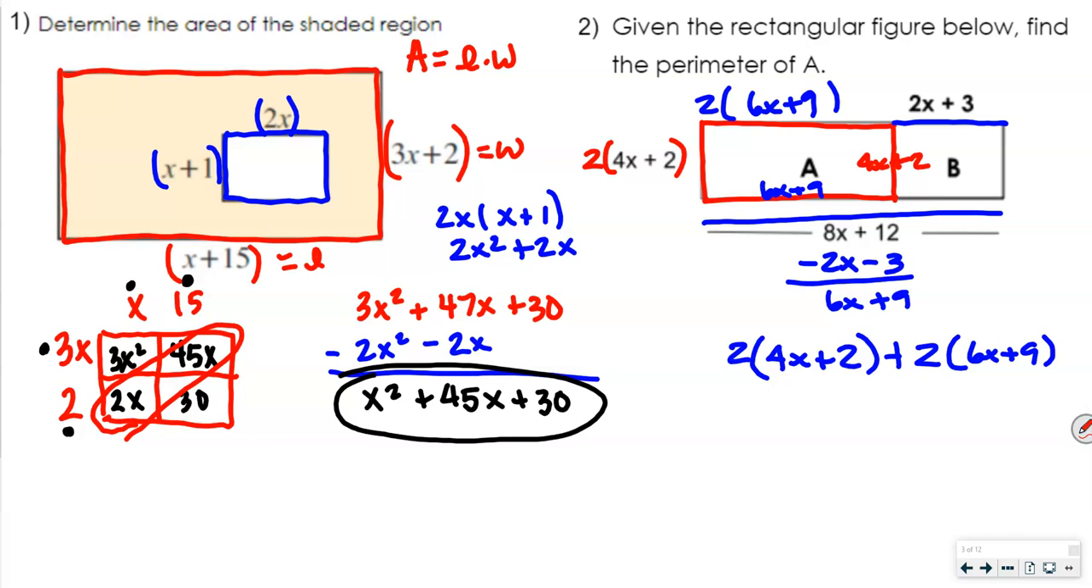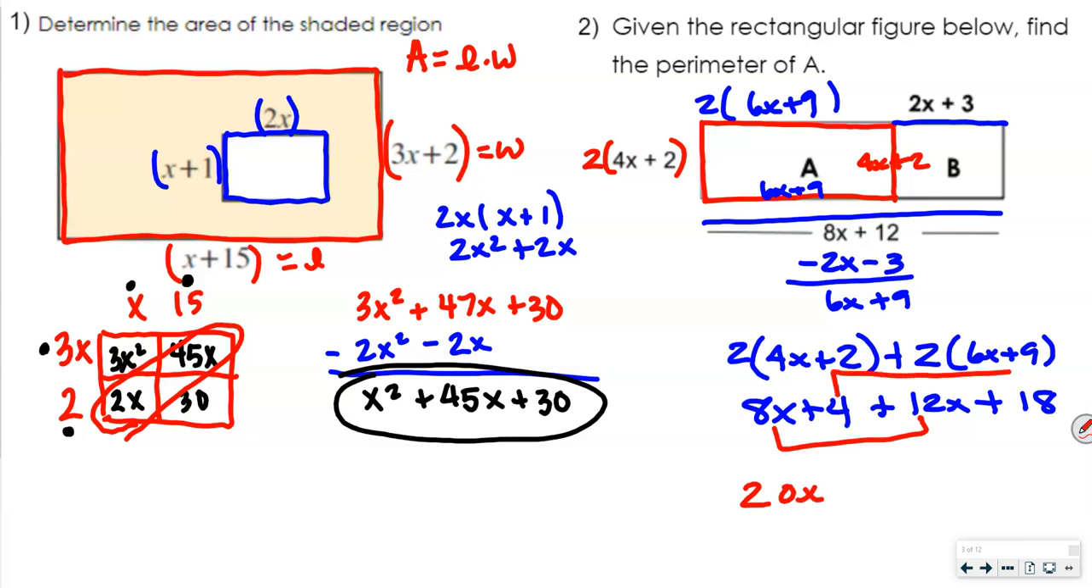4x plus 6x plus 4x plus 6x, right? 2 plus 9 plus 2 plus 9, okay? I'm going to do it by multiplying 2 times the length and 2 times the width, okay? So this is going to be 8x plus 4 plus 2 times 6x is 12x, 2 times 9 is 18. Then we are combining like terms, right? Our 8x and our 12x would give us 20x.